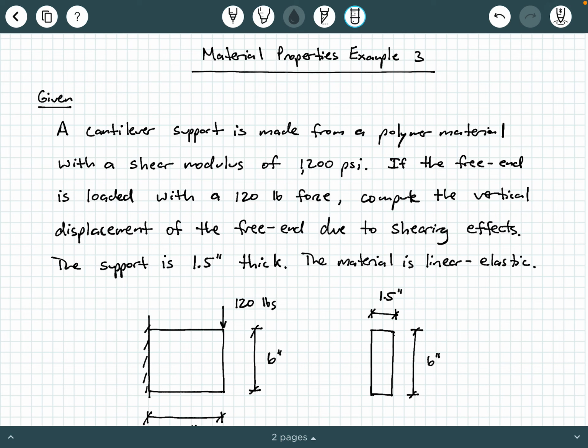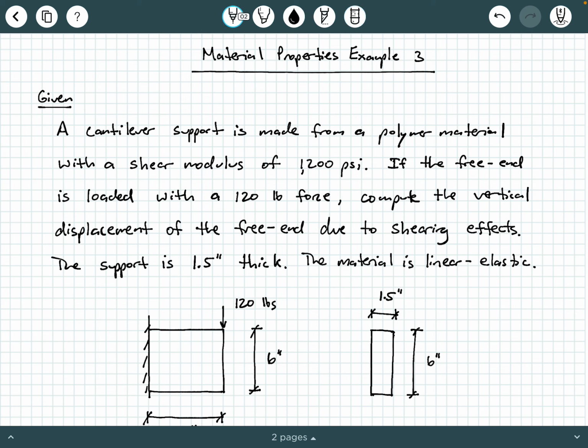Hey everybody, this is Dr. Ray, and in this video we are going to be exploring a third material properties example, which comes from a mechanics of materials class. So let's look at our given information.